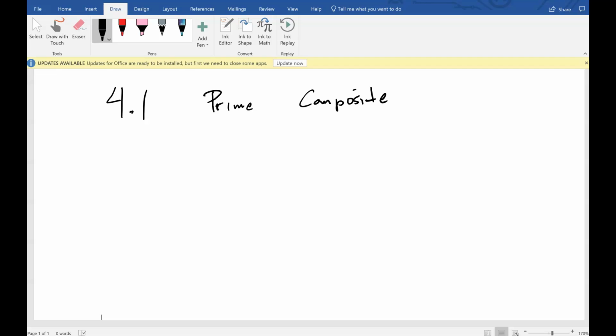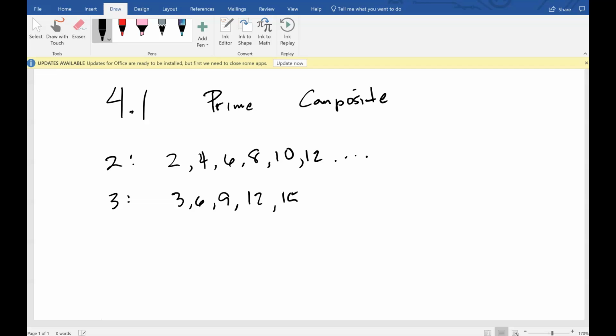So obviously, this is pretty basic stuff. Let's take a look at the multiples of 2. So 2, 4, 6, 8, 10, 12, etc. The multiples of 3: 3, 6, 9, 12, 15, 18, etc. The multiples of 5: 5, 10, 15, 20, 25, etc. So multiples are basically just the multiplication table that you learned, like in 4th grade.